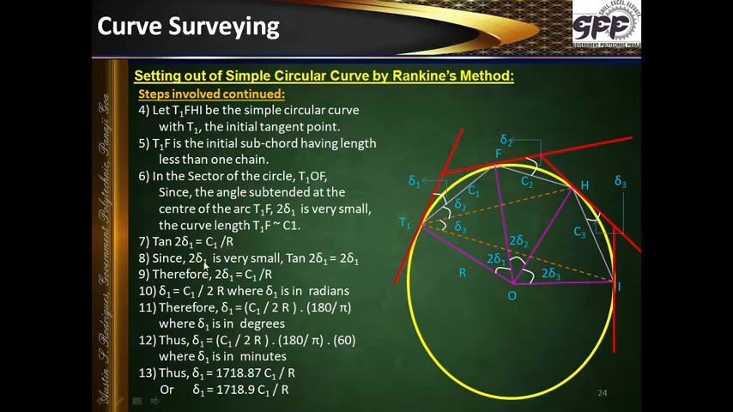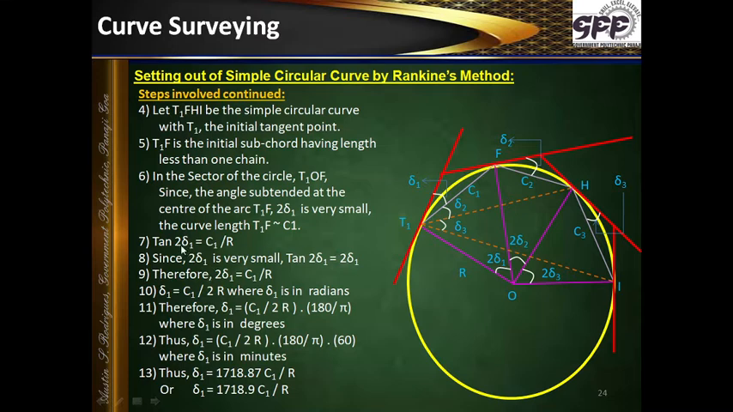But since 2 delta 1 is very small, since this angle is very small, that is in terms of radians, tan 2 delta 1 will be equal to 2 delta 1. Obviously for sine and tan we are using the same principle. The values are very small. So if the angle is very small, tan of 2 delta 1 will be equal to 2 delta 1.